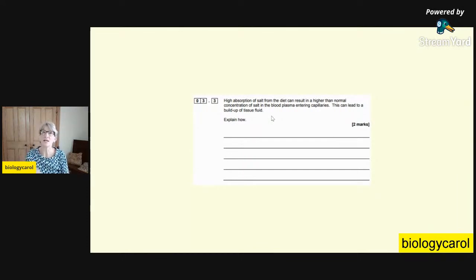So I'm thinking, if there is a high concentration of sodium ions in the blood plasma, that is going to be filtered out into the tissue fluid at the arterial end of the capillary. So we have now got tissue fluid with more than usual sodium ions in it. That, of course, is going to lower the water potential of the tissue fluid.